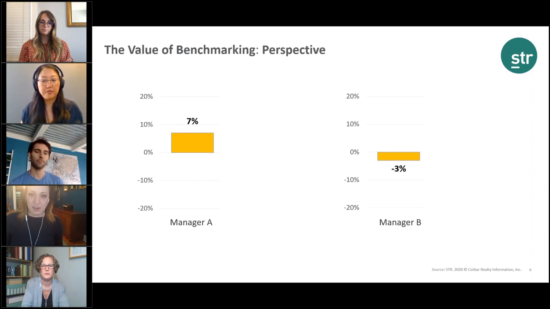Benchmarking is the foundation of revenue management. So looking at this example, manager A seems to be performing better than manager B. But especially in this COVID era, we know that market conditions play a big factor in understanding property performance. That's why benchmarking is such an essential practice for not only adjusting pricing strategy to win over business from your competitors, but also for understanding how market conditions are affecting your property and the properties around you.